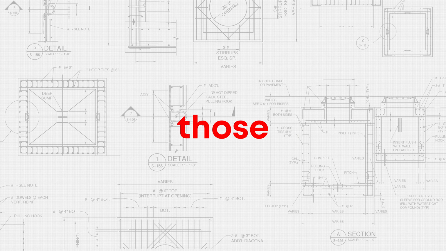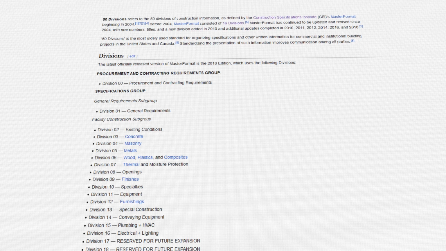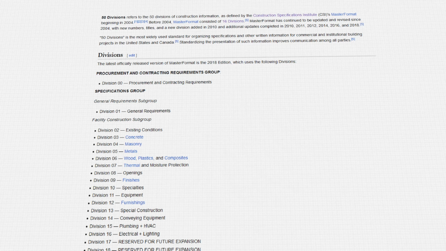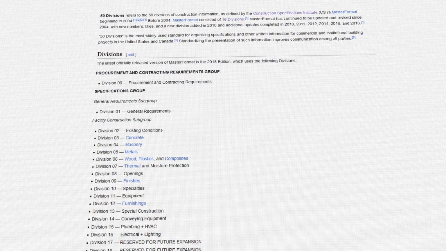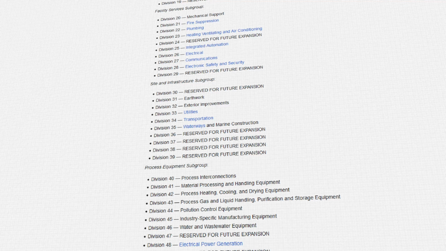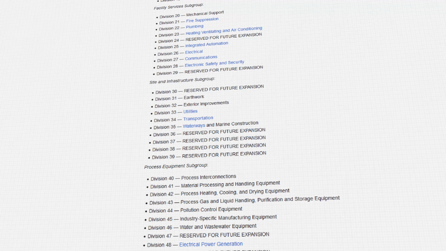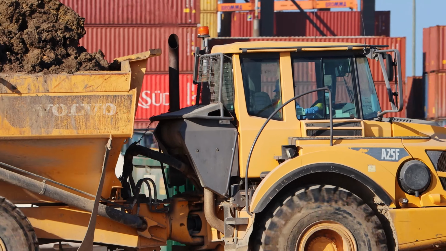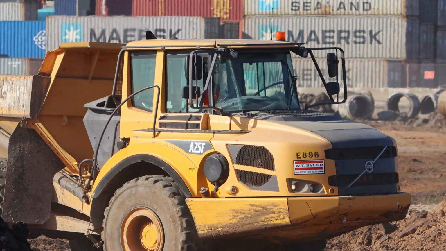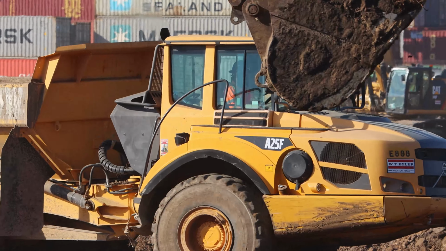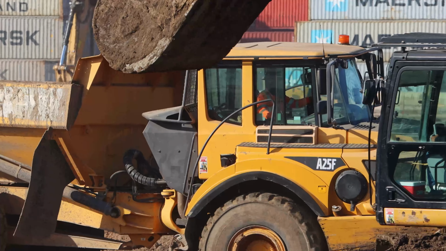So, what are those divisions? According to the Construction Specifications Institute, there are 50 divisions that cover different aspects of construction, such as concrete, metals, wood and plastics, and many others. Let's take a look at the most common division groups that are used on most projects. General division.